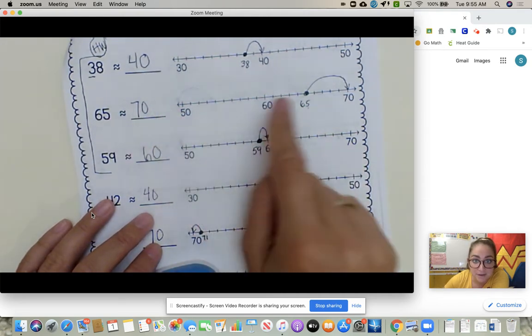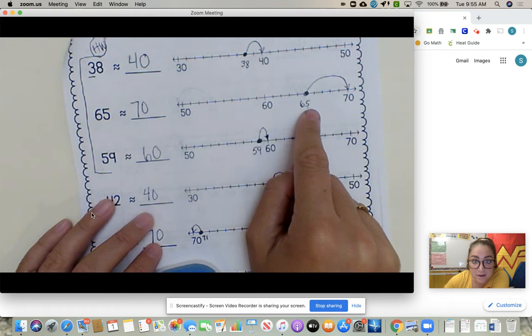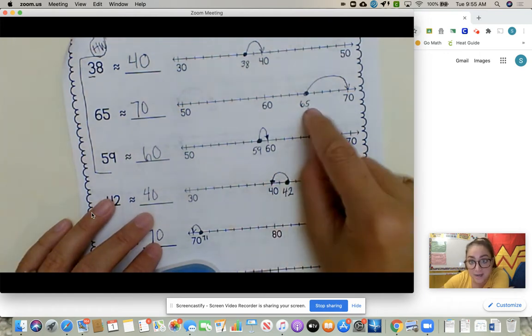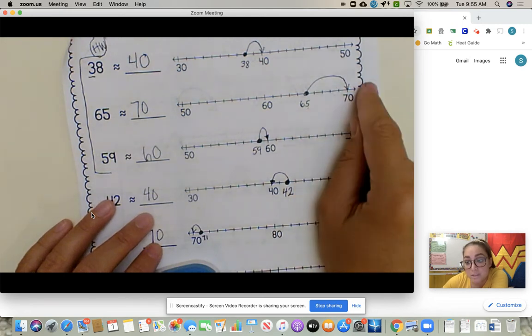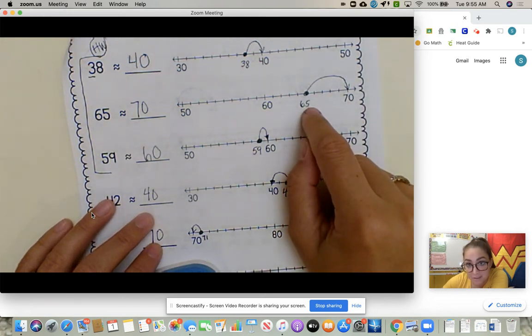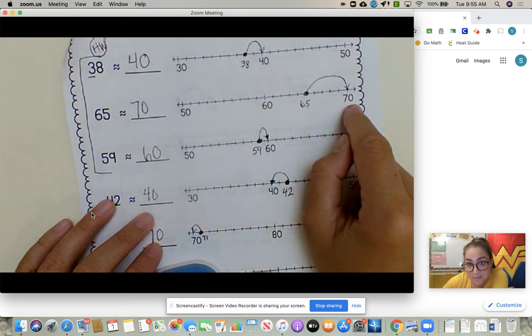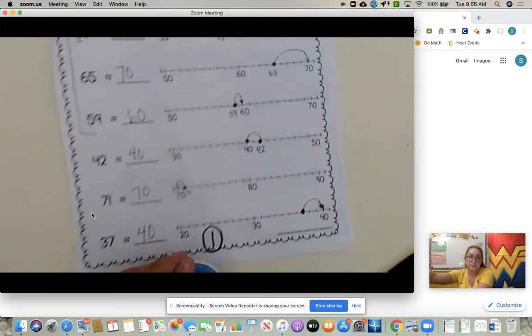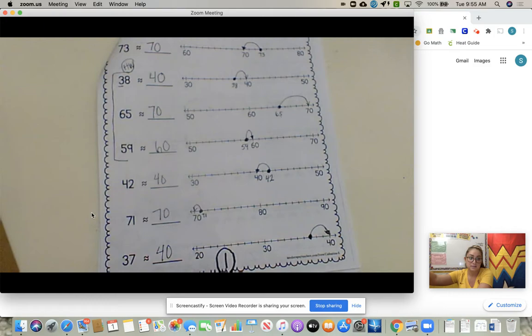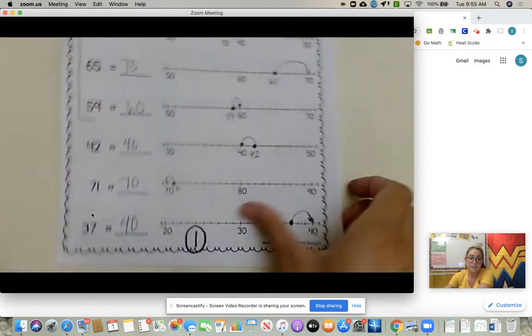So 65, we found 65 on the number line. And yesterday we learned that with a 5 in the ones place, you always round up. And so there's a 5 in the ones place, so we are going to round up to 70. So we completed, if you want to pause, the first page.